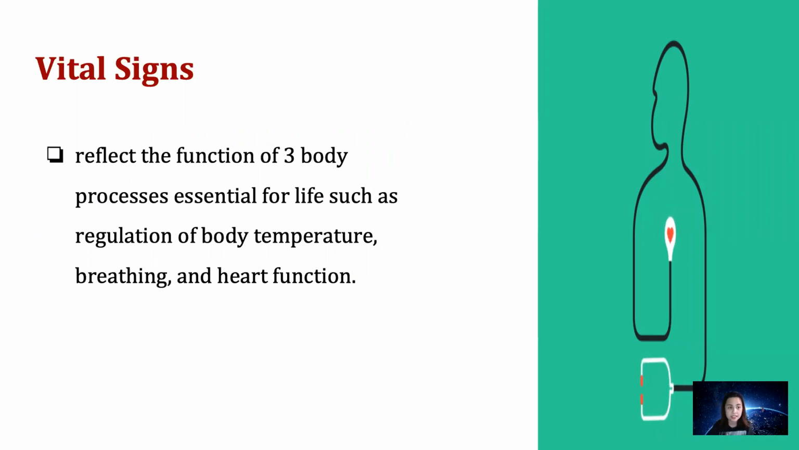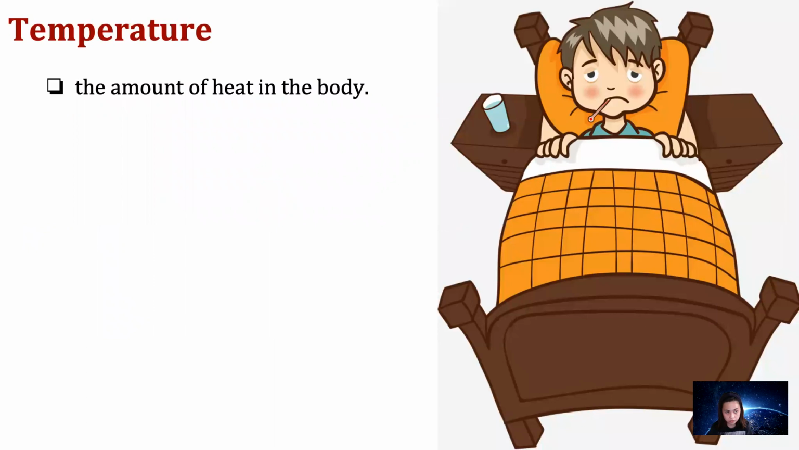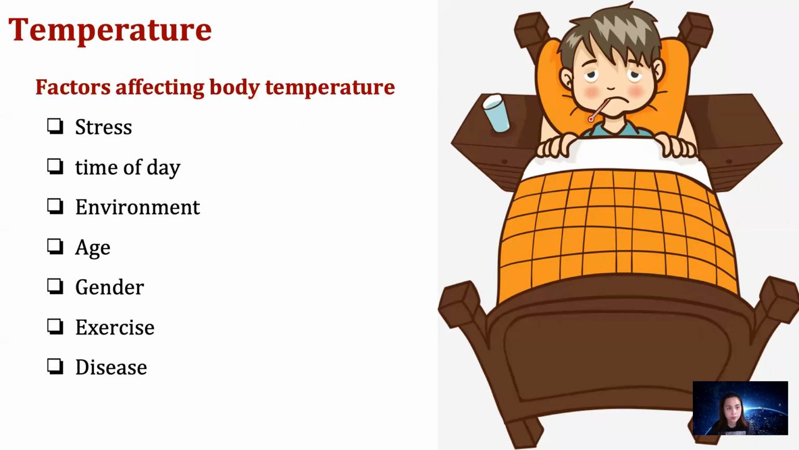So vital signs reflect the function of three body processes essential for life, such as regulation of the body temperature, breathing, and heart function. So let's start with temperature. One of the areas in vital signs is temperature. Temperature is the amount of heat in the body.